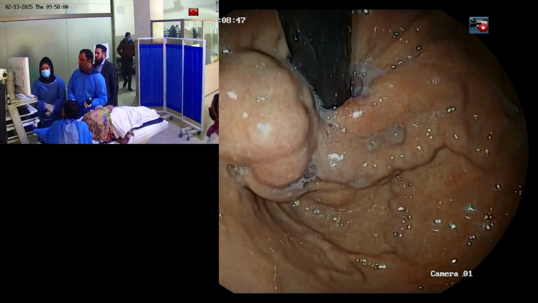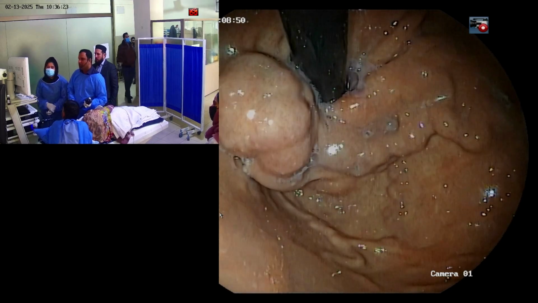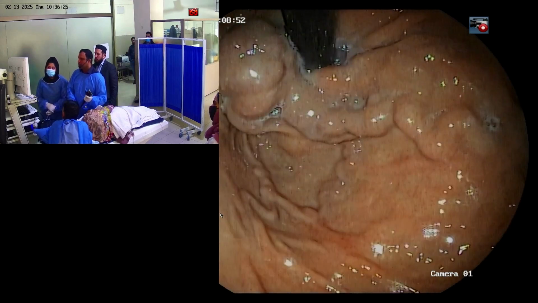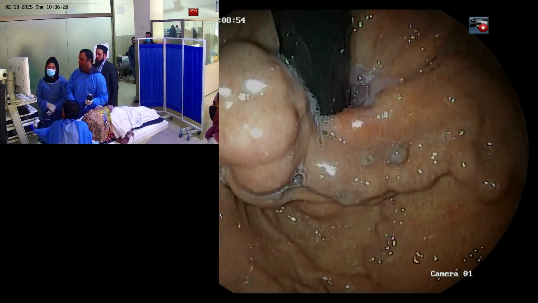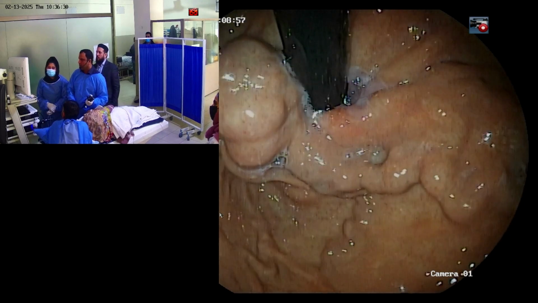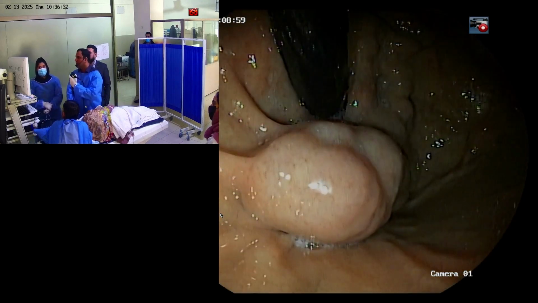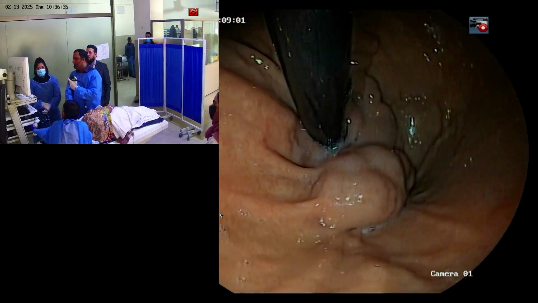But you will be injecting into the varix adjacent to the feeding vessel. That is what you are saying? Yeah. Not in the feeding vessel, but in the main varix close to it. Yes. At the base, not at the apex.